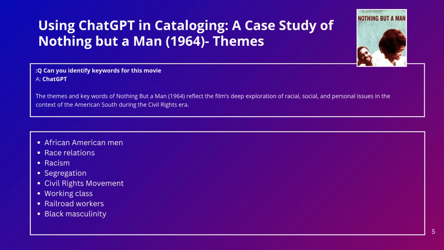After generating the summary, I asked ChatGPT to identify keywords related to the film. For Nothing But a Man, it suggested terms like African American men and race relations, which are highly relevant. Asking for keywords can be a helpful step in identifying appropriate subject headings for cataloging. In this case, ChatGPT even offered to format the terms into a MARC record, which we'll look at in the next slide.